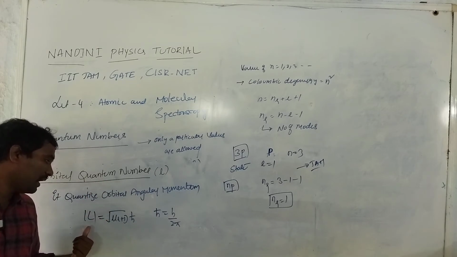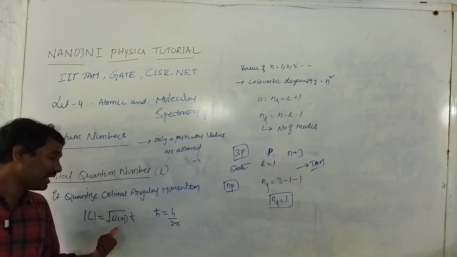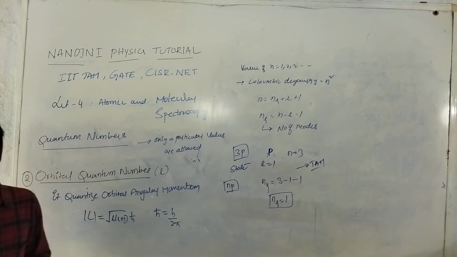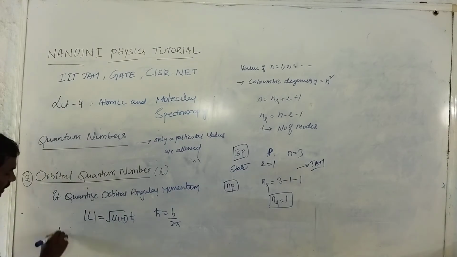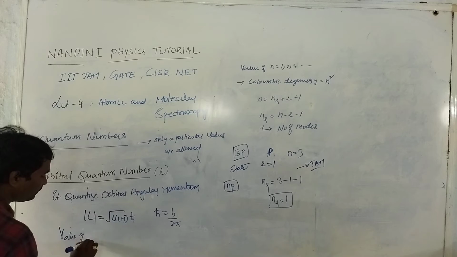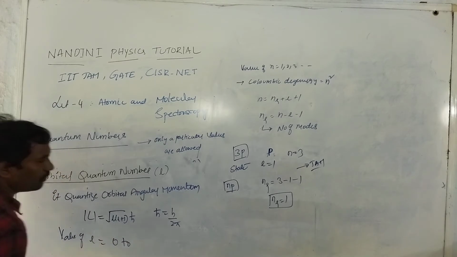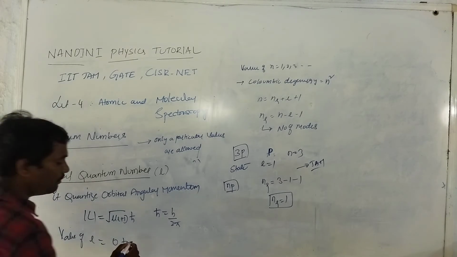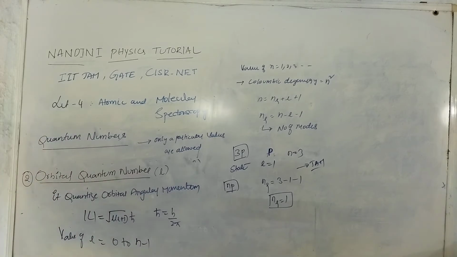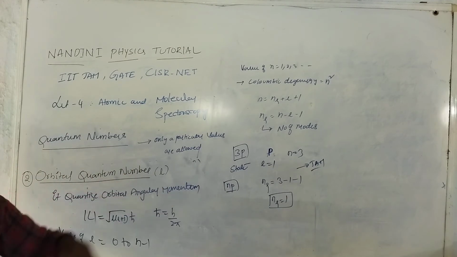So that's why L is represented as root over L into L plus 1 h cross. The values of L start from 0 to n minus 1. So 0 to n minus 1 are the values of L. We consider 0 to n minus 1.